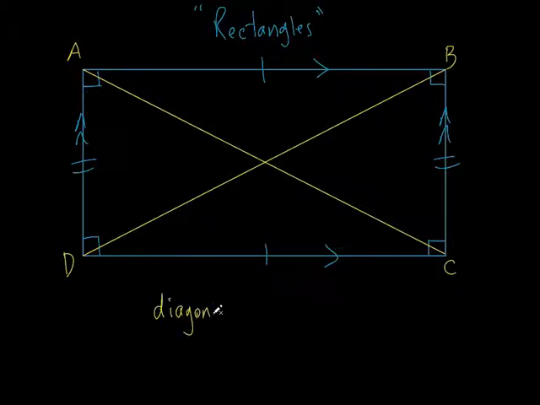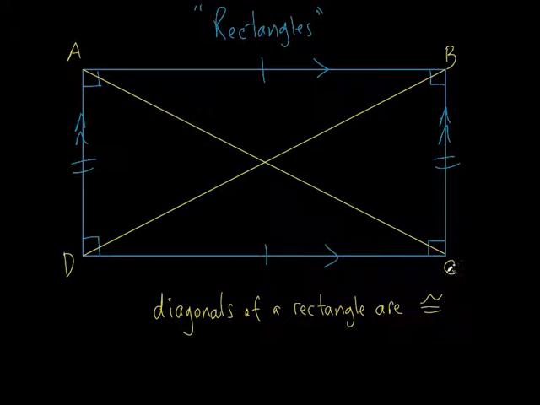We can say that the diagonals of a rectangle are equal or congruent, whatever you want to say. So the diagonals of a rectangle are congruent to each other. That's not necessarily true about every single parallelogram. It's only true when that parallelogram is a rectangle. You get it? Because if I drew just a regular, normal, everyday parallelogram, these diagonals would not be equal to each other.